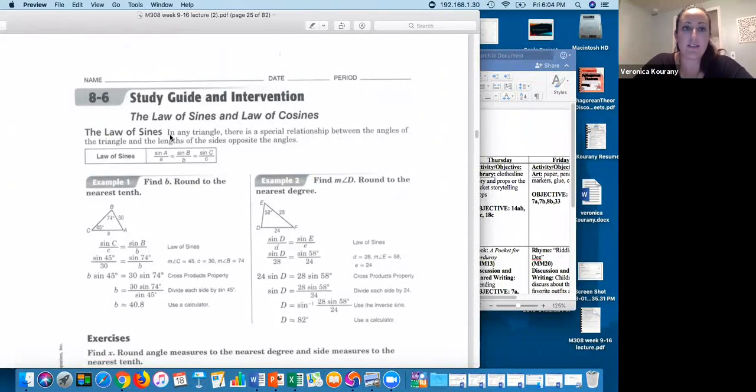We're working on 8.6, the law of sines and the law of cosines. So in this section, we're going to just talk about the law of sines first. In any triangle, there's a special relationship between the angles of the triangle and the lengths of the sides opposite the angles. As you can see, the law of sines states sine A in your numerator over little a.